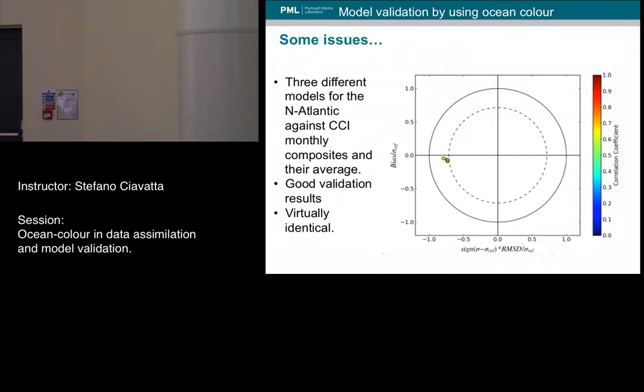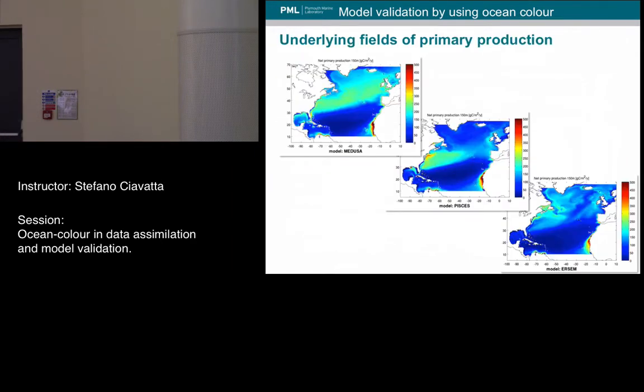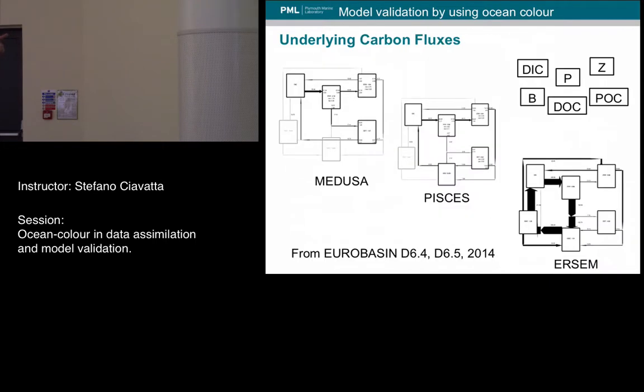Very good. This is the primary production at the surface from all these models. It's completely different. So the scale and their representation of chlorophyll was very similar in terms of scale metrics, but look, primary production in Medusa, completely different from the one in Pisces, and again different from the one in Ursem. Primary production directly related to chlorophyll. So, that's to say. And why were these different?